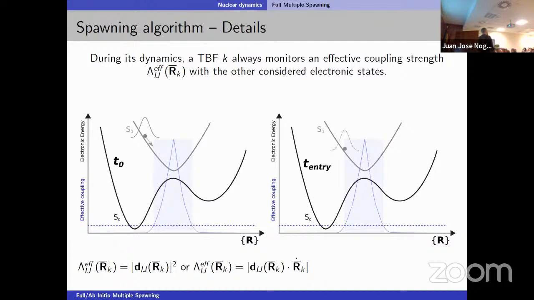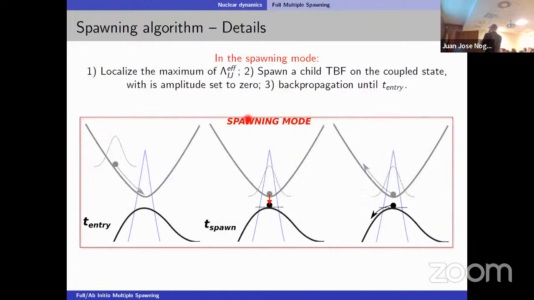At this point, the dynamics stops, right? And you enter into the so-called spawning mode. You do not propagate these coefficients, this big C matrix. You just say, wait, we're gonna see if we need another function. So in this spawning mode here, the Gaussian will carry its dynamics classically with smaller time step, so very carefully, right? And we try to detect the maximum of this effective coupling between the states. So this will be when the Gaussian reached this point here, you see we have a maximum of this effective coupling. And at this position, you will spawn a new function. You create a clone of the parent Gaussian on the coupled state with zero amplitude, okay?